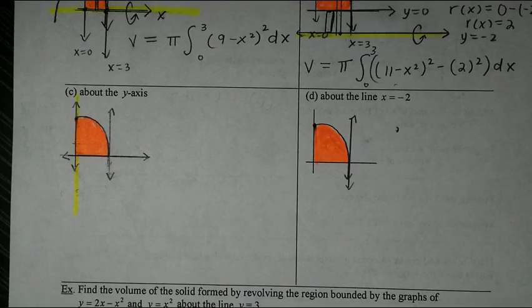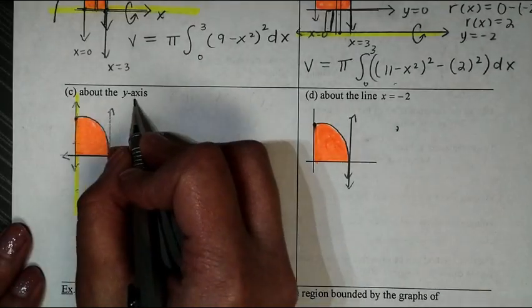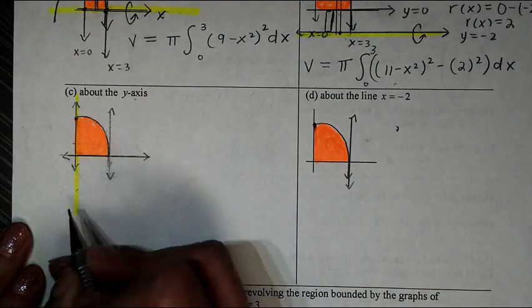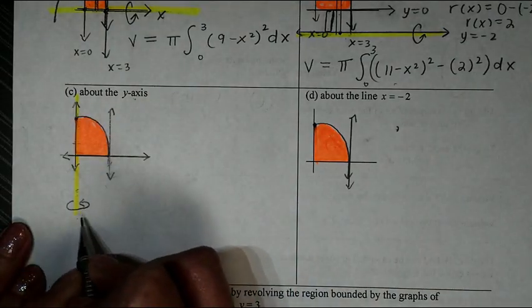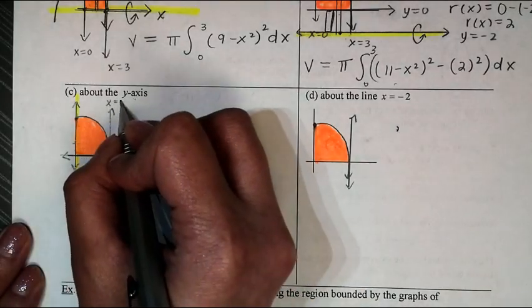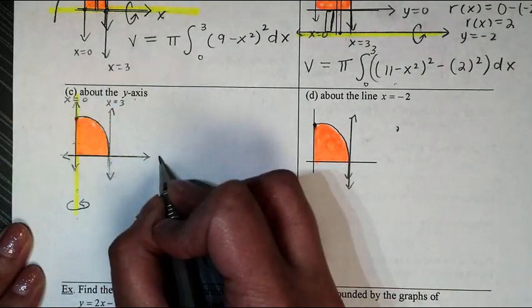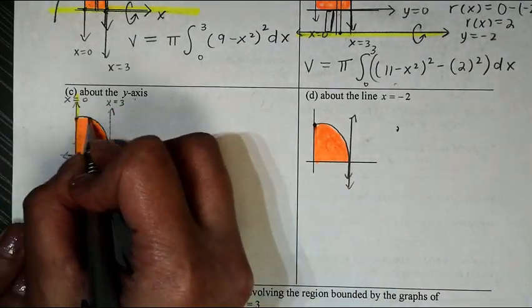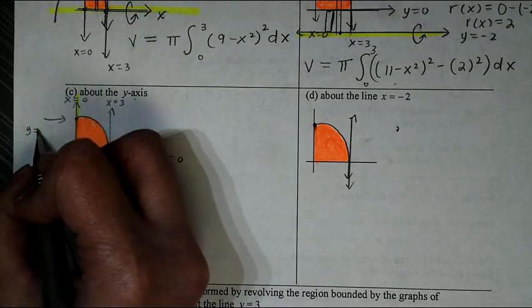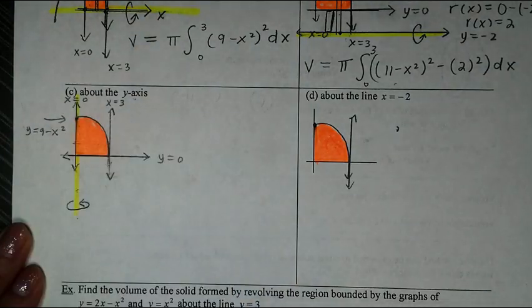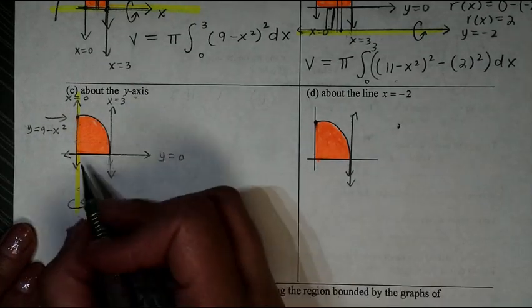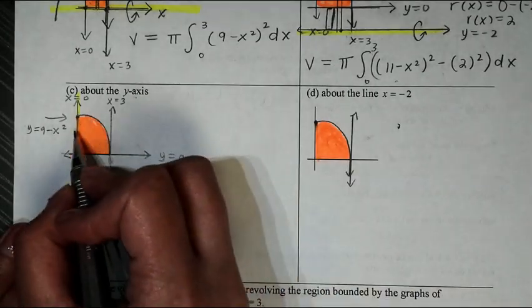So for part C, what we have is that the axis of rotation changes. Now it's going to be the y-axis. So you have here your axis of rotation, indicating that we are rotating, and you have your equations here. You have x equals 3, x equals 0, y equals 0, and then the parabola here is going to be, what was it, y equals 9 minus x squared. The great part about this situation is that you have the same graph.